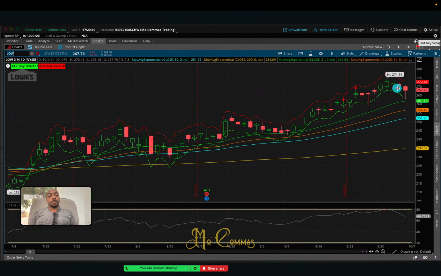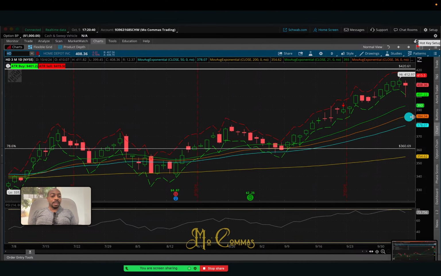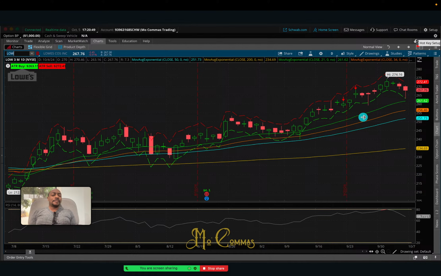Lowe's did almost something similar, but it didn't look as good as HD. And I feel like I looked and the options were a little less liquid. It did the same thing though, right? In the same sector.